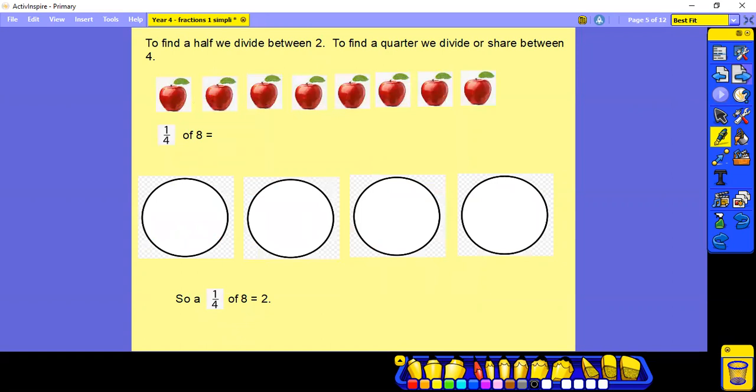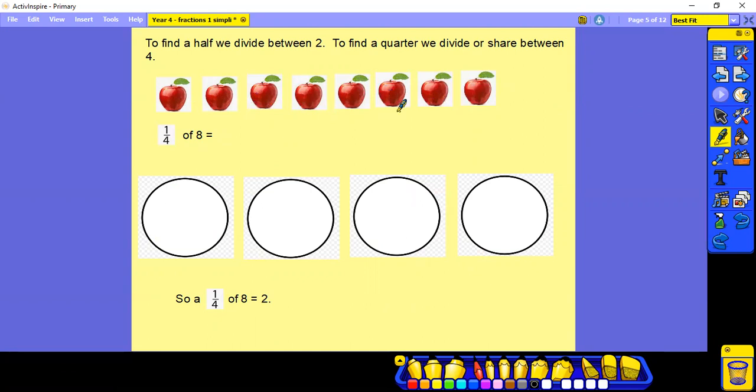So to find a half, we divide between 2. To find a quarter, we divide or share between 4. And here you can see on my fraction, the number 4, that tells us to share between 4. So a quarter of 8 equals. So let's have a think. You have a think for a moment, and then let's try this together.